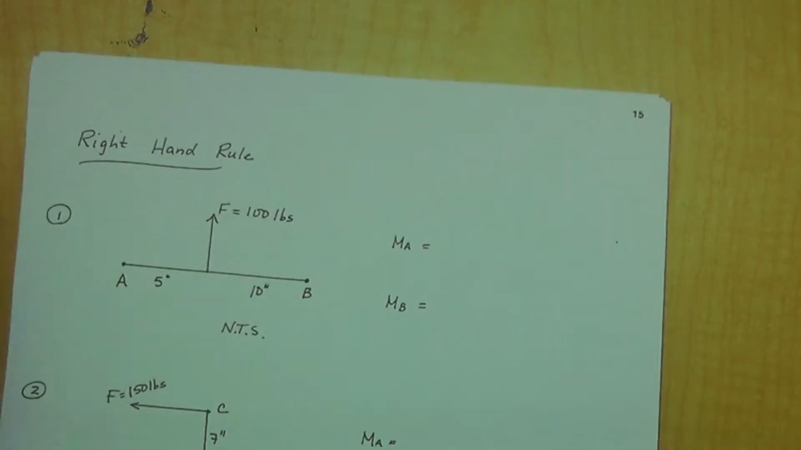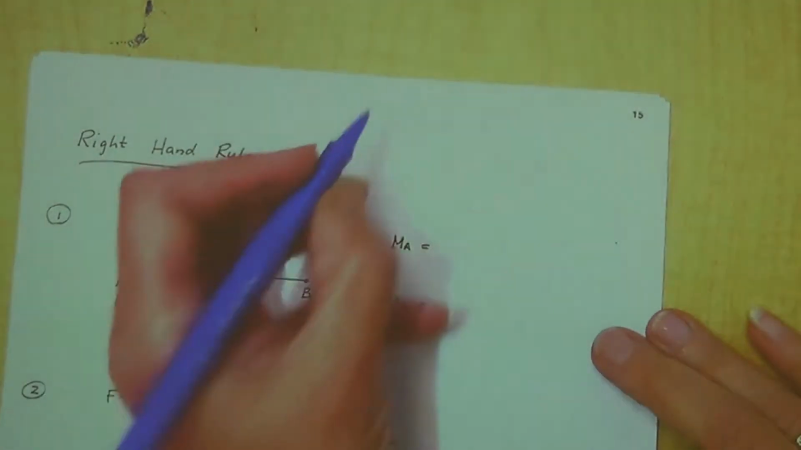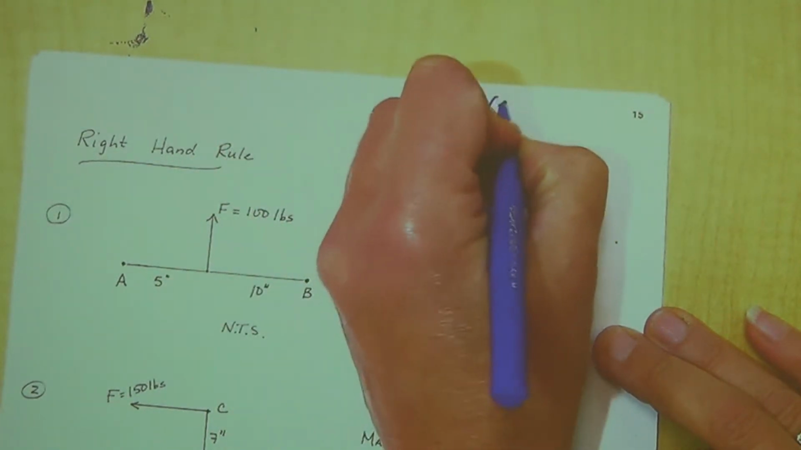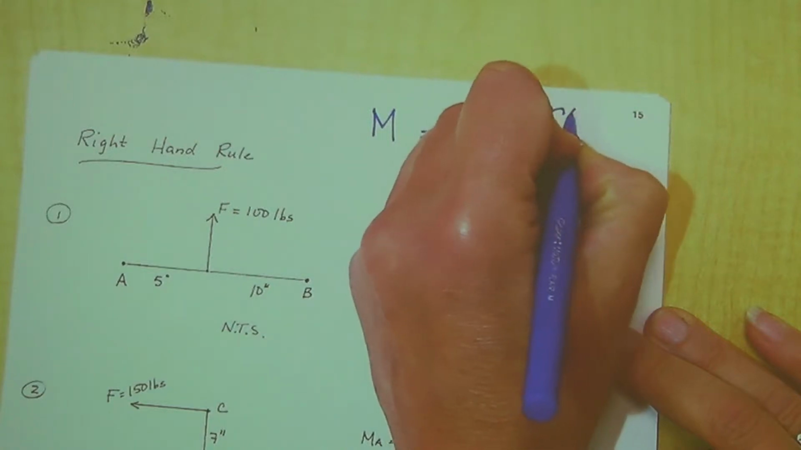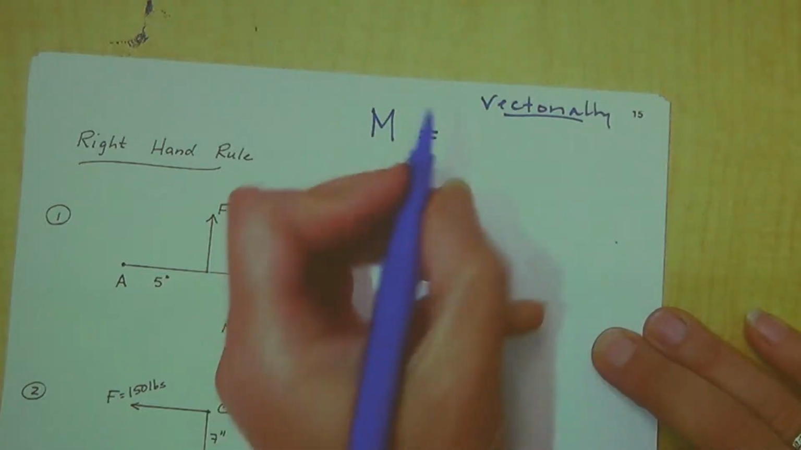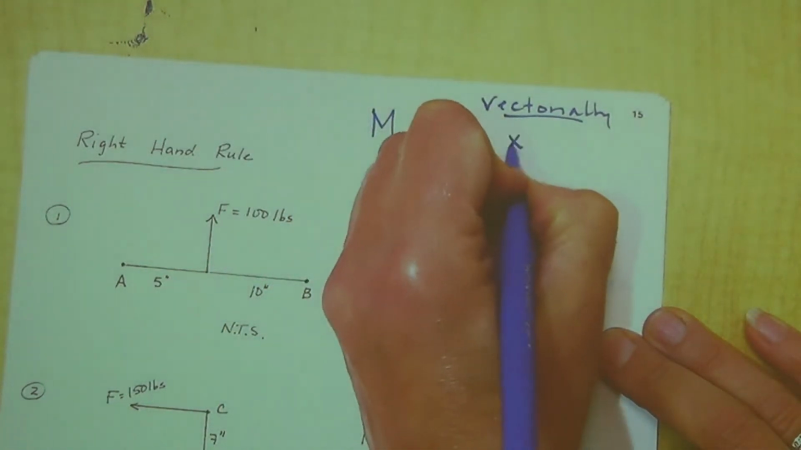So first, let's get the notation correct. So you said in order to find the moment, it's vectorially, right? Vectorially. And how do I represent it? The moment is equal to, as vectors, r cross F, right? R cross F.